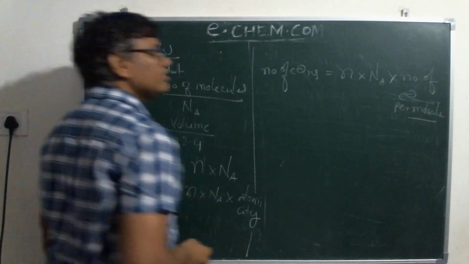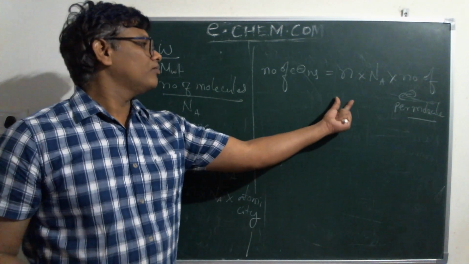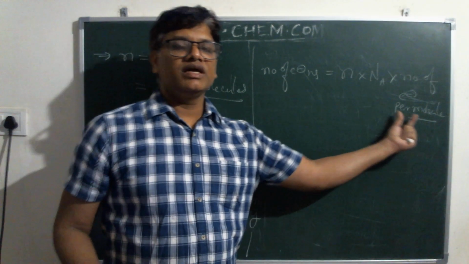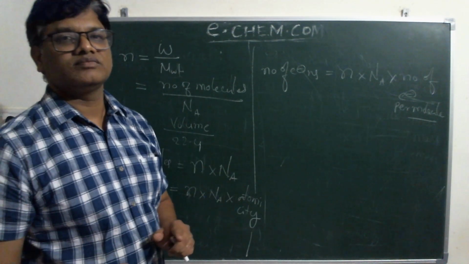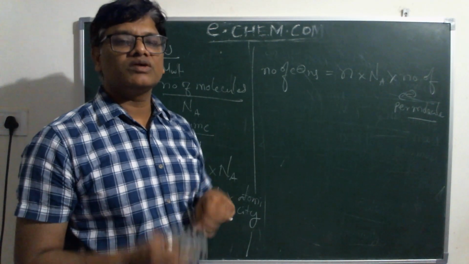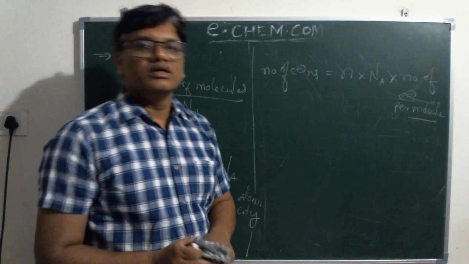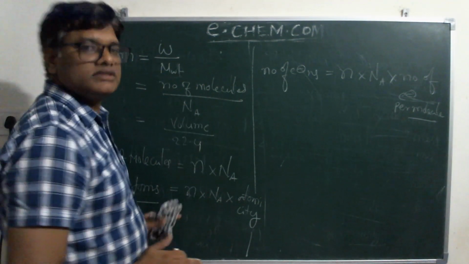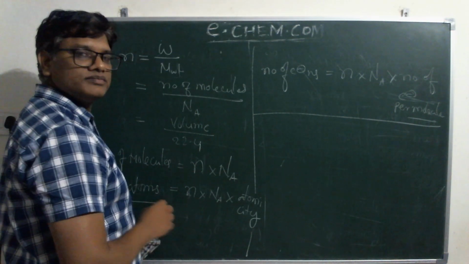So that you can calculate the number of electrons. If you want to calculate the number of protons, you take the number of moles, multiply by Avogadro number, and then by the number of protons per molecule. You need to calculate the number of protons per molecule first, and then finally you can calculate the total number of protons. So like this we can go for the calculations. Now let's have the numerical problems based on this.